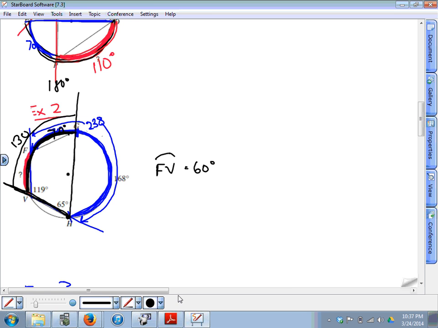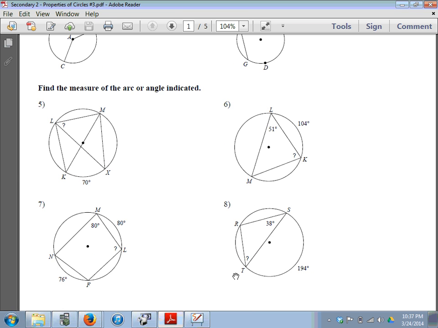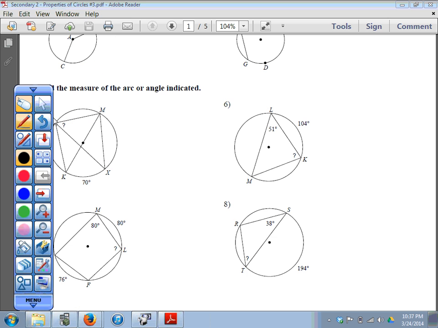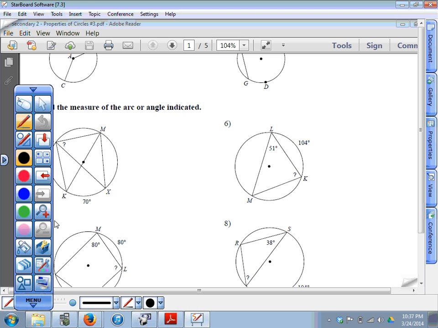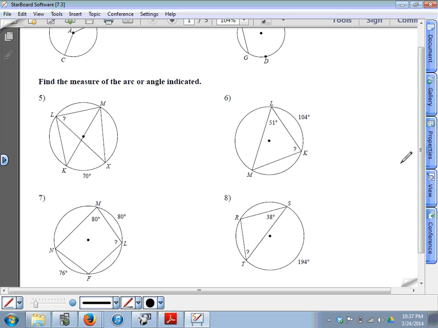So now get your homework back out. I want you to take a look. I'm going to help you with 5 and 6, and I want you to try 7 and 8. So we'll do 5 and 6 here, and I'm going to have you pause it, and you can work on 7 and 8.